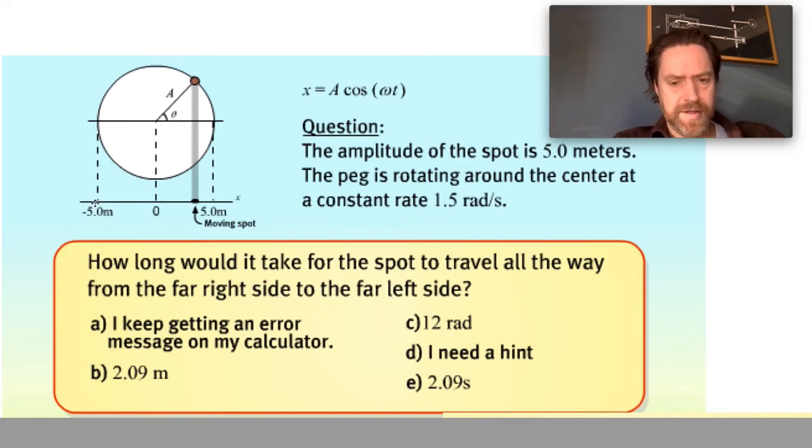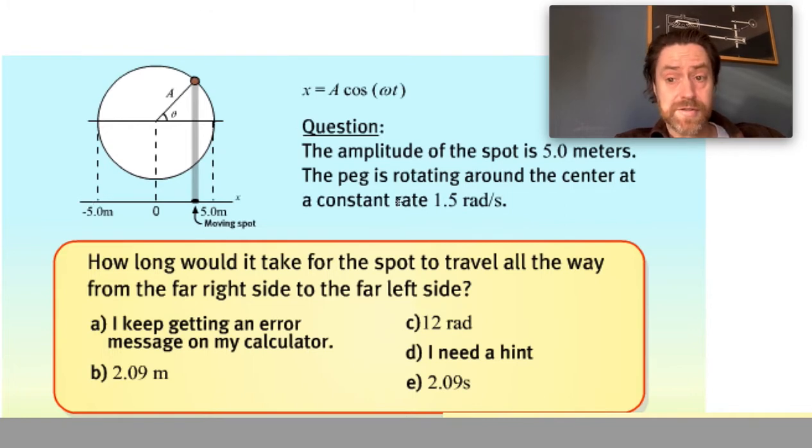Now, often people go wrong with this one, hence this multiple choice option of I keep getting an error message on my calculator. But this is actually the easiest multiple choice question you'll ever get. See if you can spot why. Yes, it has to be E, because that's the only one that's in seconds. But let's see what the issue is. The issue is that some people might not put that we've gone from 5 meters to minus 5 meters.